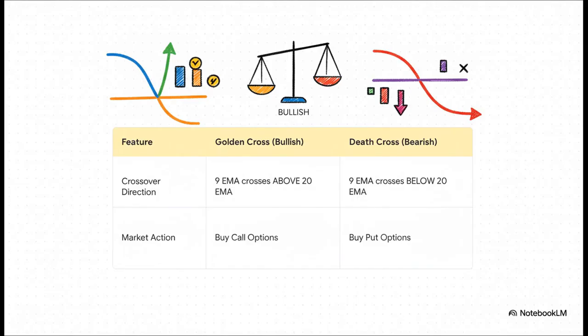This table lays it all out nice and clean. Golden cross, 9 crosses above 20, you're thinking bullish. Death cross, 9 crosses below 20, you're looking for a bearish play. It's a beautifully simple summary of our two main signals.